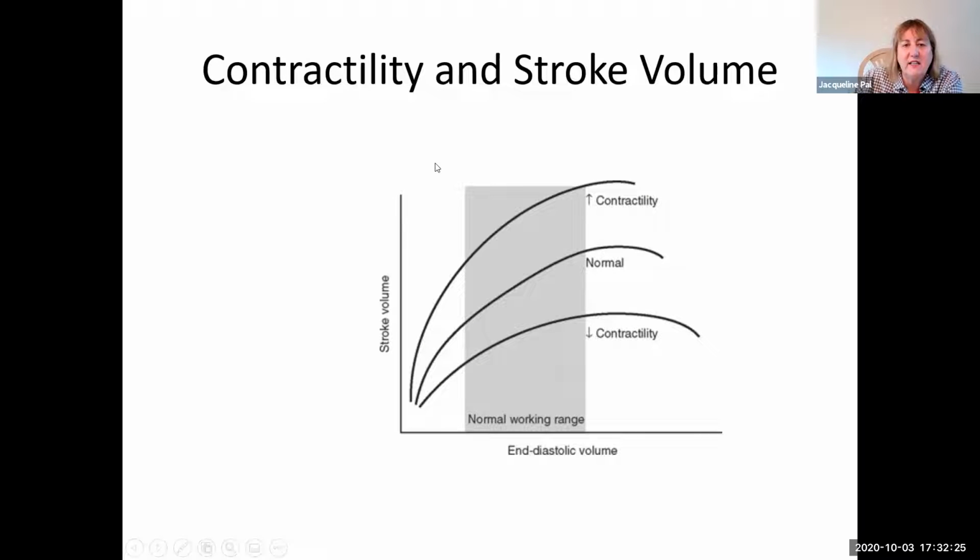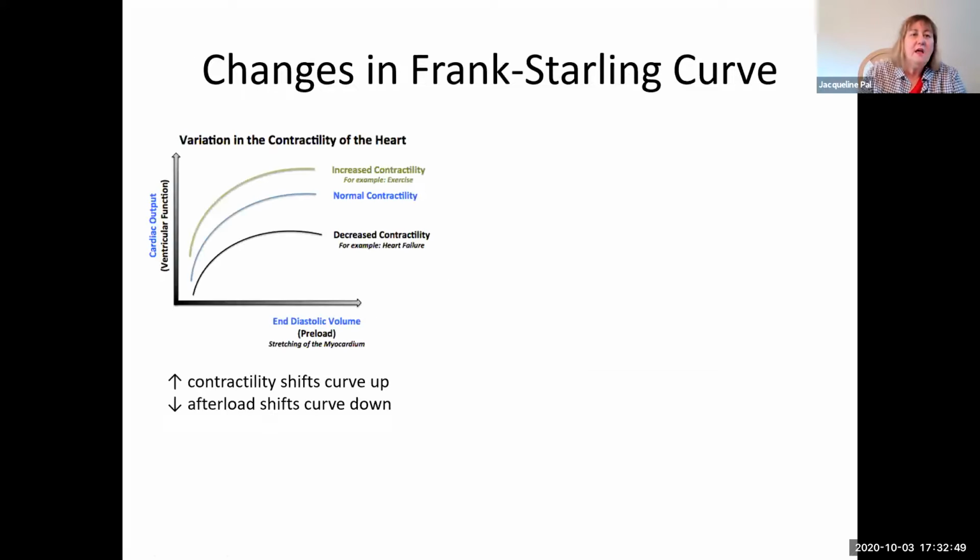If we look at contractility and stroke volume, the gray area is the normal working range. Normally, with a normal contraction, we are on this upslope. If we increase the contractility, we shift the entire curve upward, and if we decrease the contractility, we depress the entire curve. The x-axis is the end diastolic volume or the preload, and the y-axis is the stroke volume, also the cardiac output, but we don't know what cardiac output is yet.